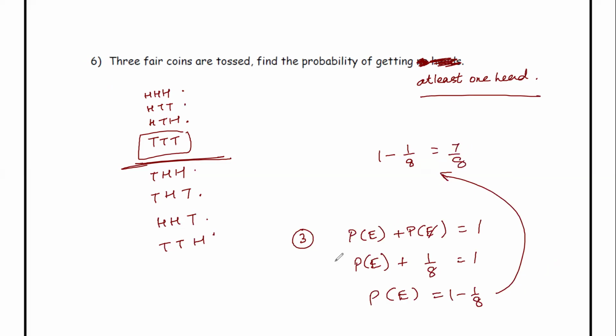Understood? Find the probability of getting at least one head. So I'm not wasting my time finding out the different combinations. I'm simply finding out the combination that gives me no head and subtracting it from one, because then I know I'll get all the remaining combinations.